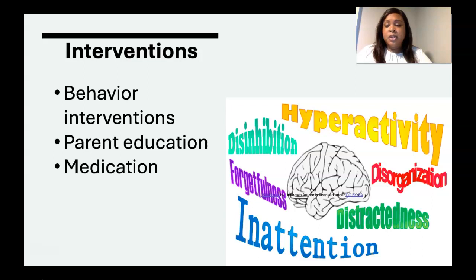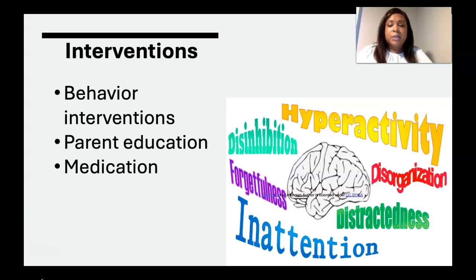Okay, now we're going to go on to medication. Medication is the most common form of intervention. When it comes to medication, it is not the educator's decision to medicate the student who has been diagnosed with ADHD. When it comes to prescribing medication, it is the decision of the parents with assistance from a physician. So that's something really important to remember. That's not something that you are responsible for.